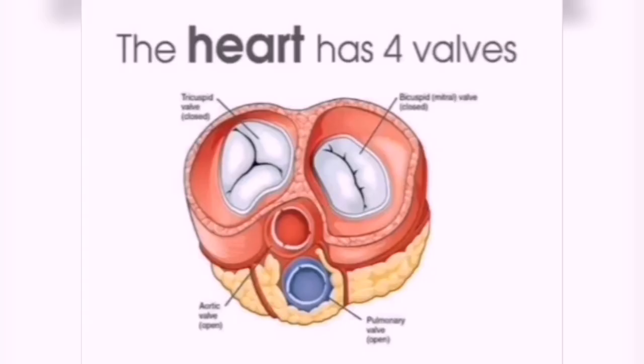There are 4 valves present in the human heart. The upper ones are the tricuspid and bicuspid valve because of their 3 flaps and 2 flaps respectively. The lower ones are the aortic valve present in the aorta and the pulmonary valve present in the pulmonary artery.